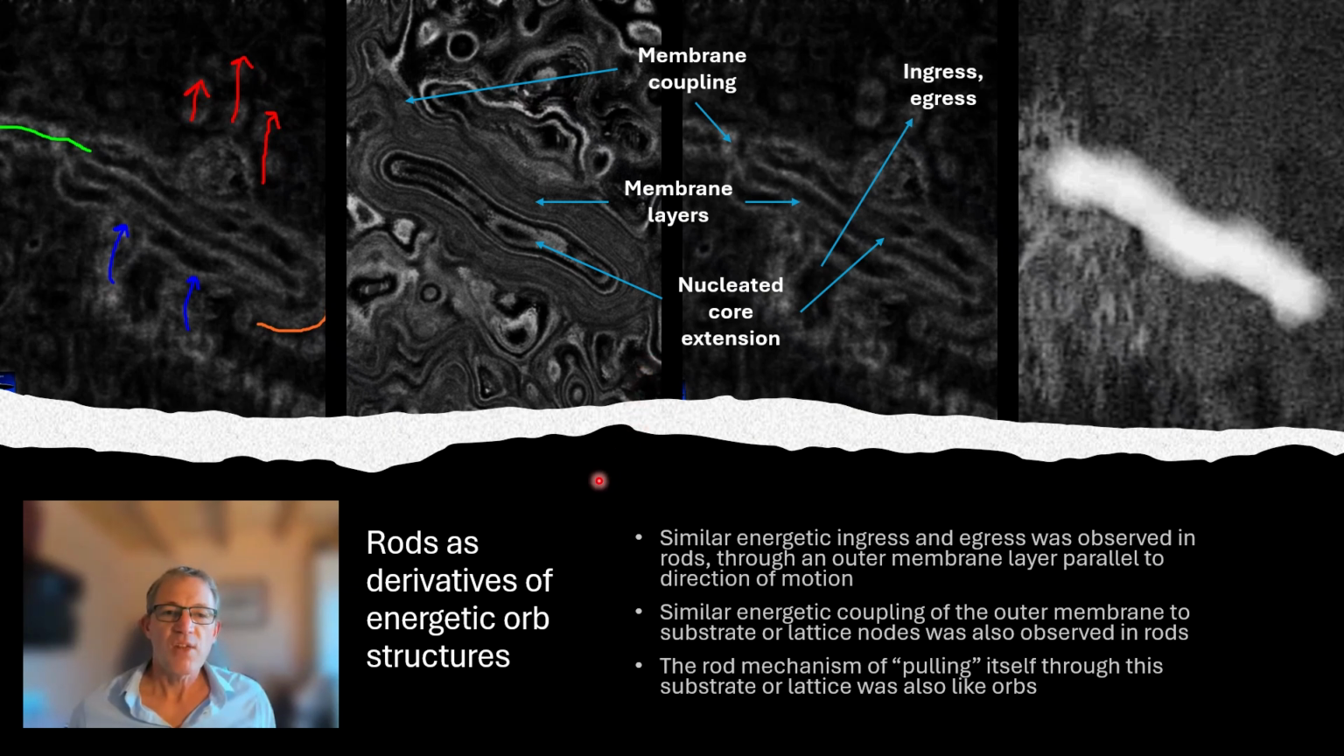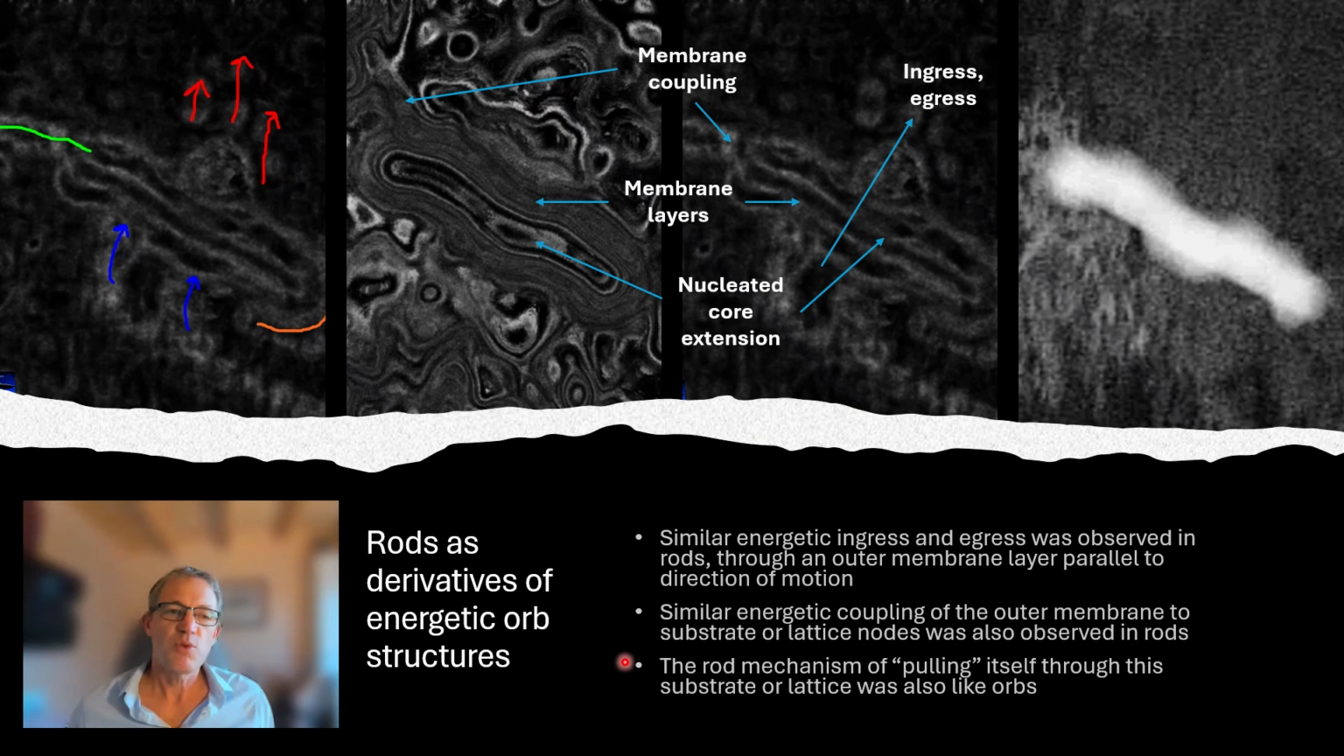So if we look here at rods as derivatives of this structure, the same thing seems to be going on. We've got similar energetic ingress and egress observed in rods through an outer membrane layer parallel to the direction of motion. And we can see that over here quite clearly. There's some sort of ingress of energetic field coupling and then an egress out the other side as the rod moves through the field of view. Now, there is similar energetic coupling of the outer layer membrane to the substrate or lattice nodes that was observed in rods, and we discussed this in our paper that we've put out.